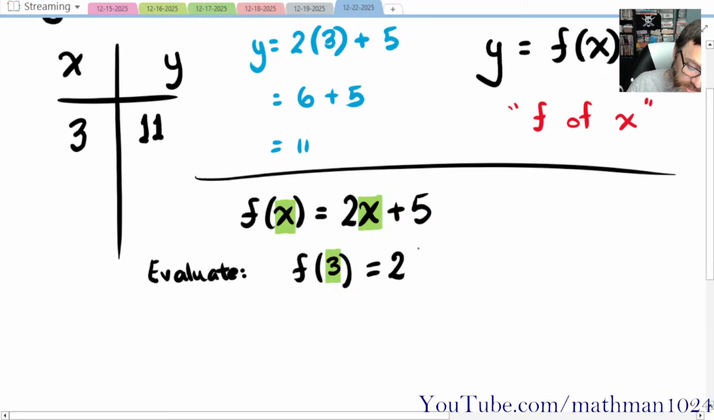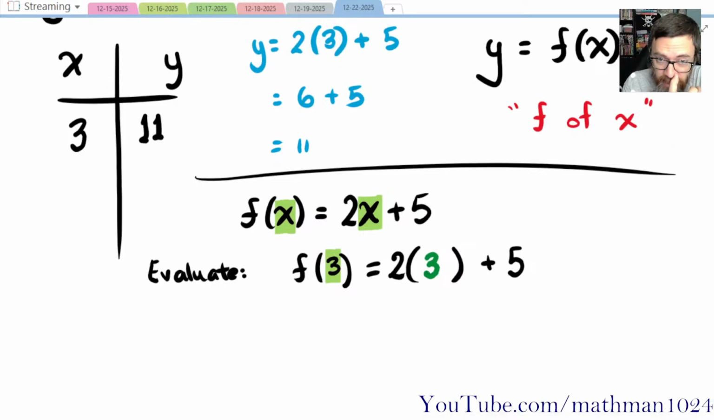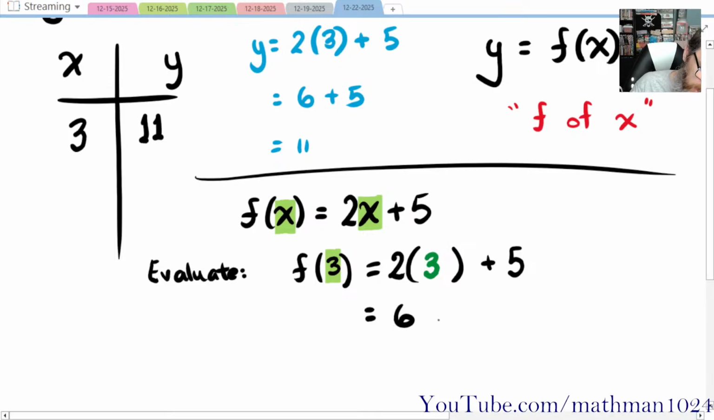So I'm going to say 2, and I'm going to replace my x with parentheses, and inside the parentheses, I'm going to plug in this given value of 3. So this is what f of 3 means. Replace your variable x with the input value of 3, and then do the math. Now notice I'm not saying f of x equals anymore. I'm asking you to evaluate f of 3. So x is gone, and it's been replaced with 3. And now we do the math. So that's 6 plus 5, and that equals 11.